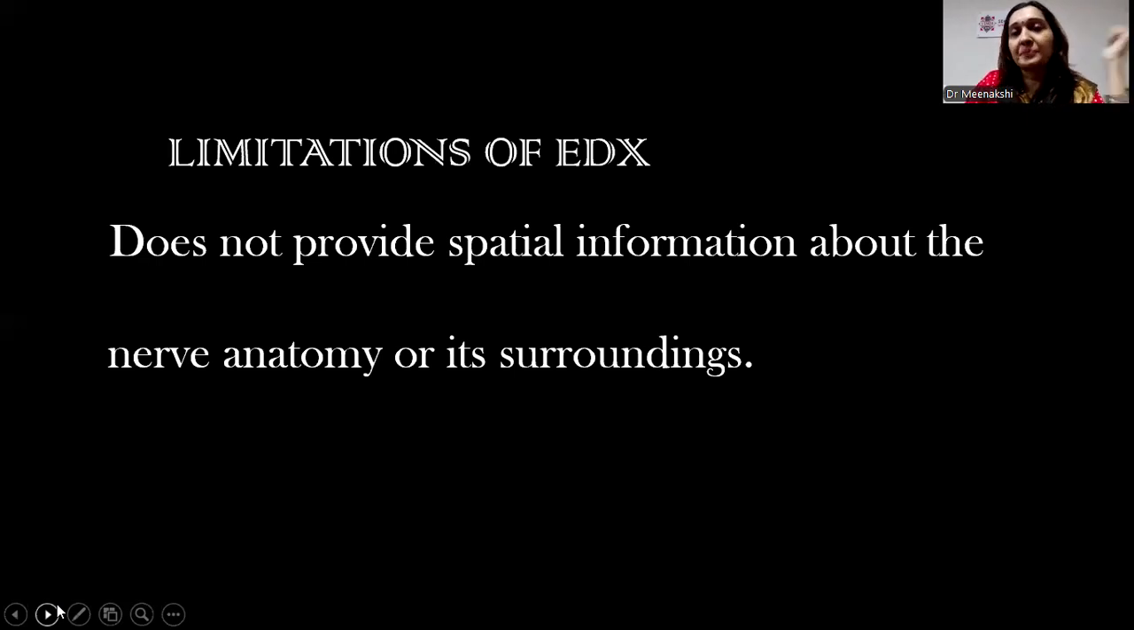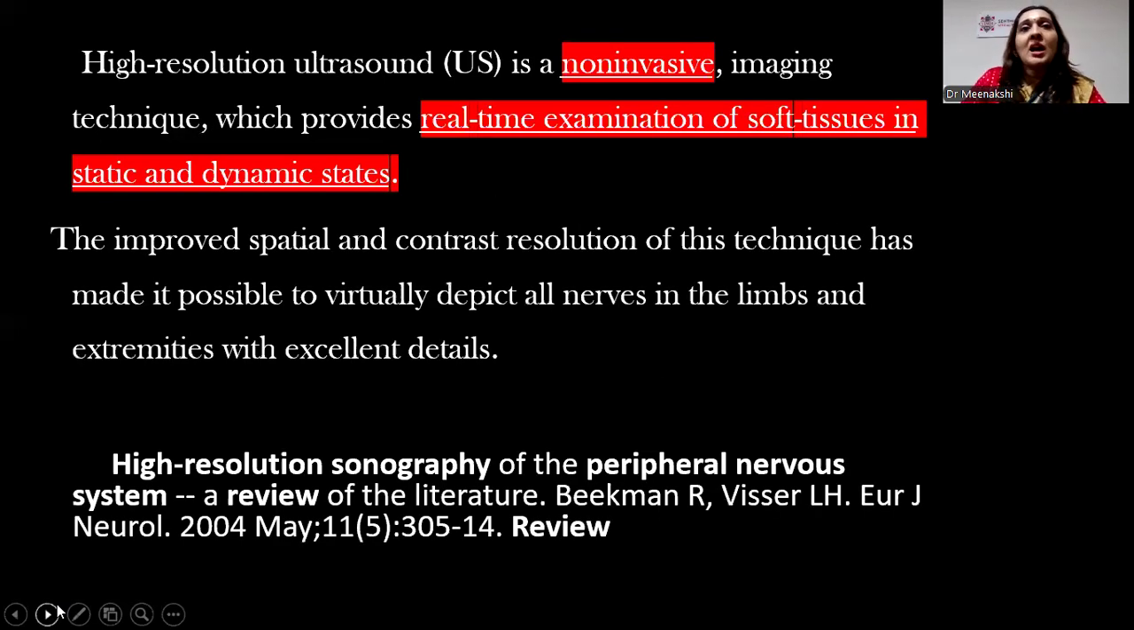Now, what is the limitation? You're not going to really get an idea about the spatial information about the nerve anatomy or its surroundings. This is where ultrasound really comes into play. A high resolution ultrasound is a non-invasive imaging technique which provides real-time examination of soft tissues in static as well as in dynamic states. The improved spatial and contrast resolution of this technique has made it possible to virtually depict almost all the nerves in the limbs and extremities with excellent detail.